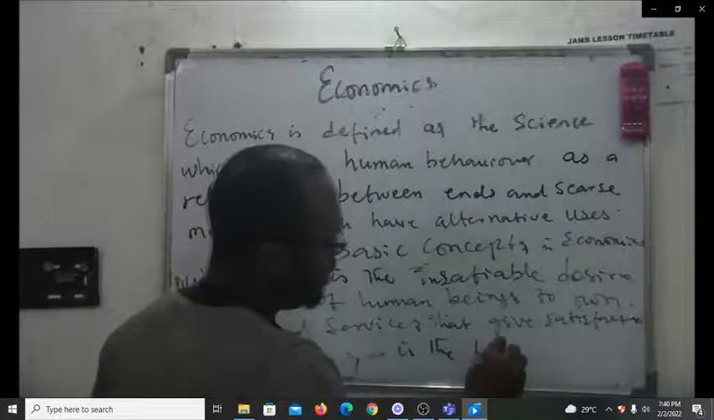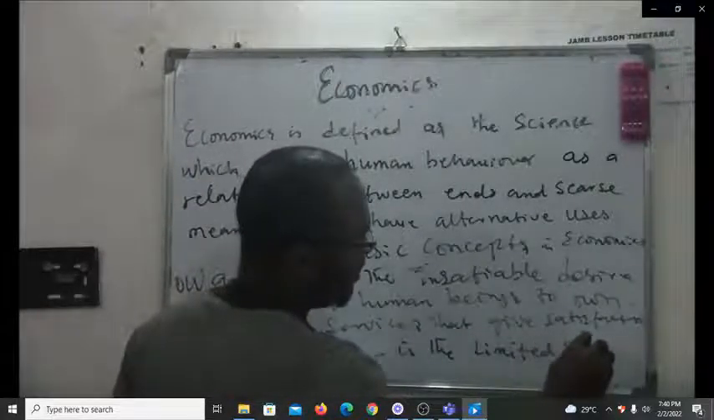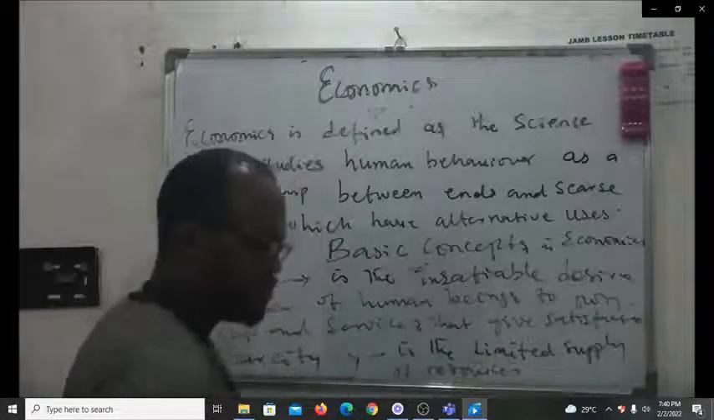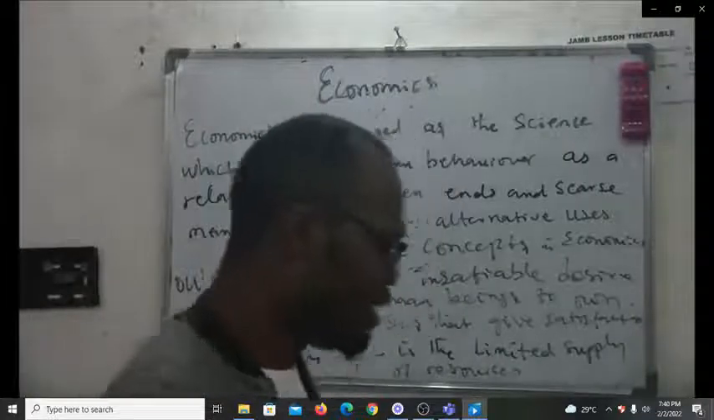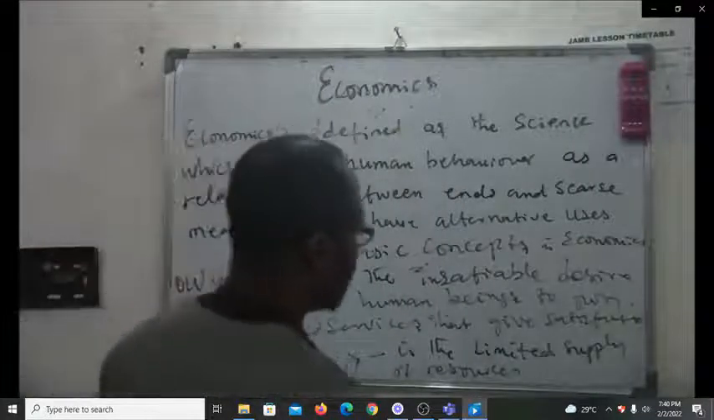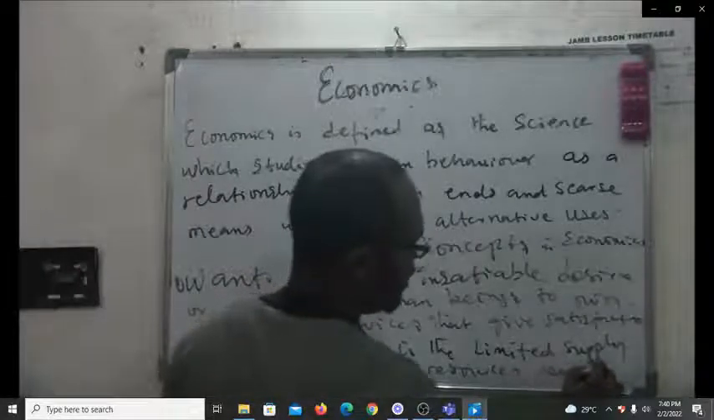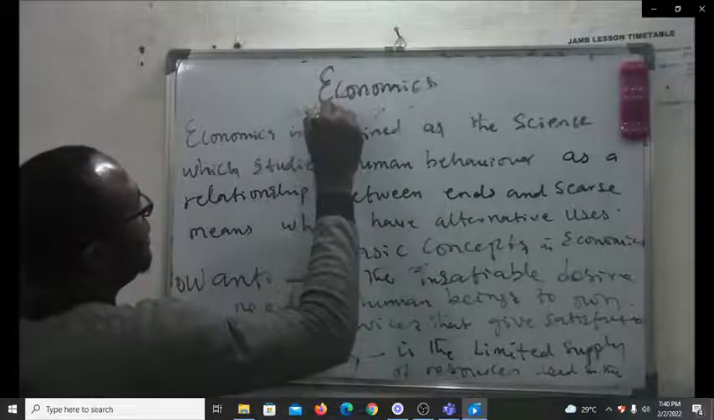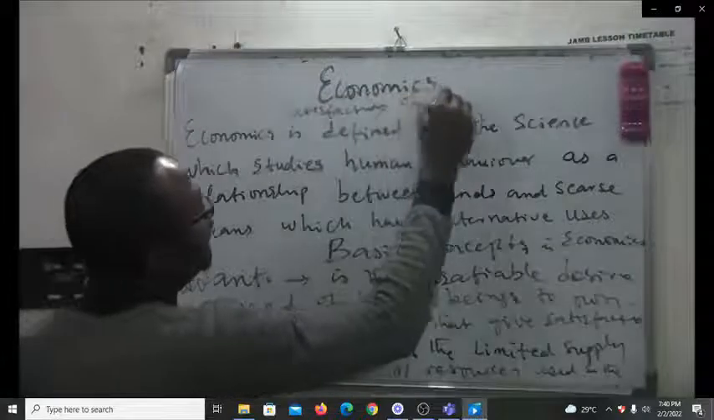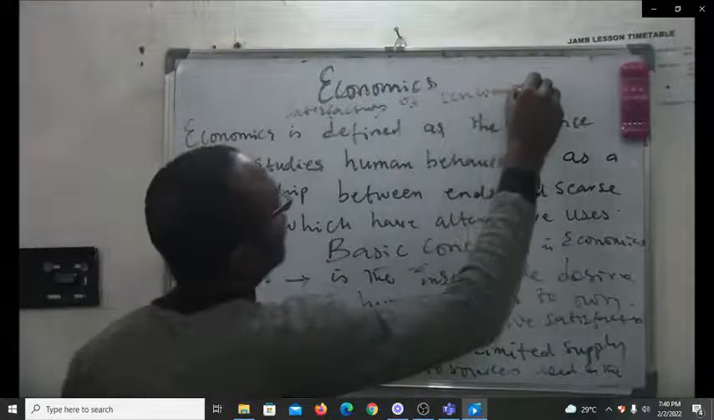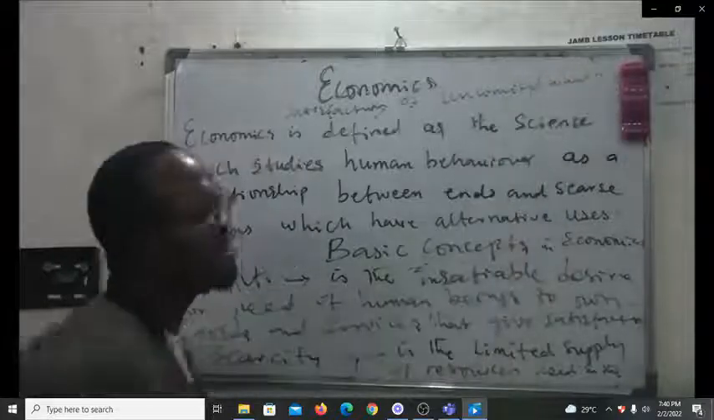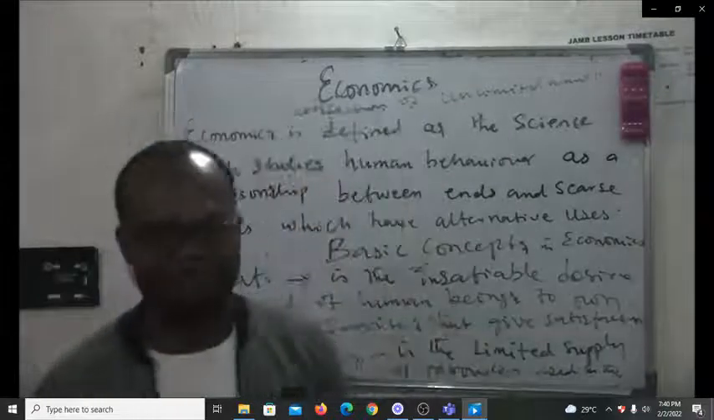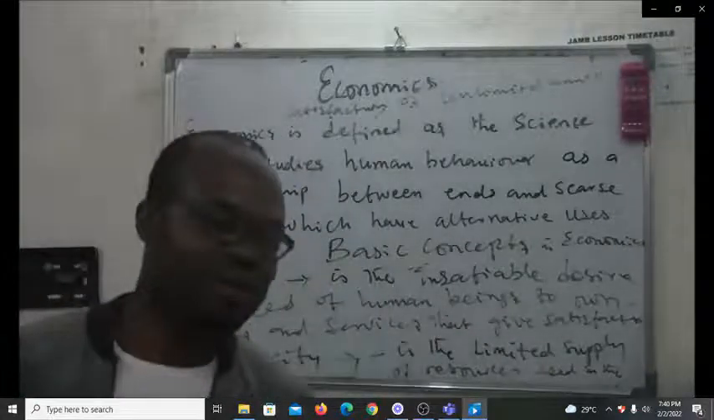So, write along: scarcity is the limited supply of resources which are used in the satisfaction of unlimited wants. Can you see the difference? Your wants are unlimited, but the resources to satisfy them are what? Limited. They have limits. That is scarcity.